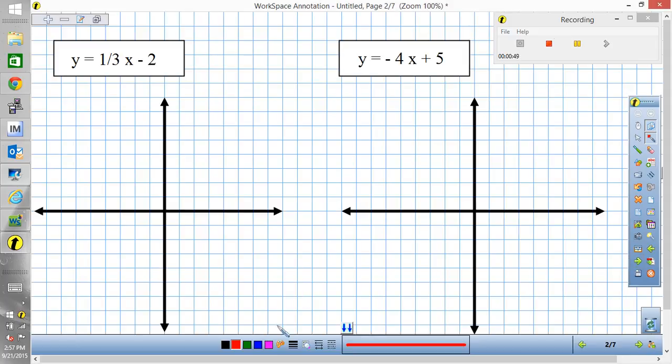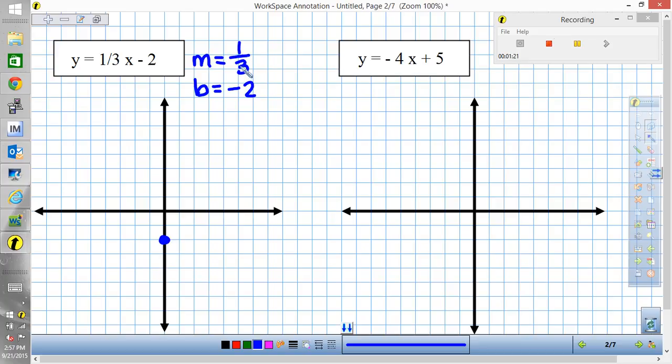Let's do a few examples. To graph this line, you need to first identify two things, your M and your B. The M is 1/3, and your B is -2. We start by first graphing the y-intercept. The B stands for beginning. Since this is a y-intercept, we will go to our y-axis and start at -2.